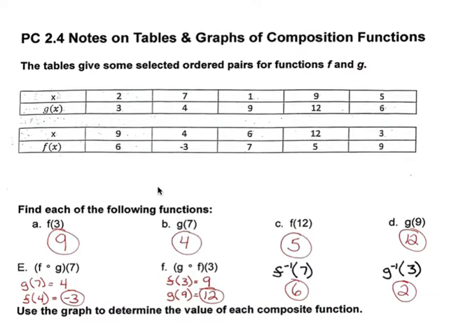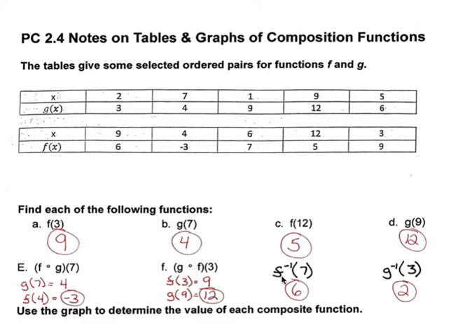G of 7. So I go up to the g chart, find my 7 on the top row. G of 7 would be 4. That's what I got there. F of 12. I go along the f chart until I find 12. And f of 12 is 5. So I got that. And then g of 9. I go along the top till I find 9, and then I go down and I find g of 9 is 12.